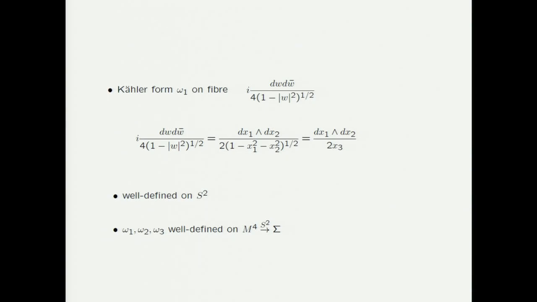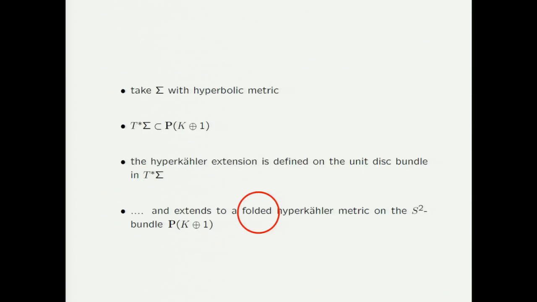And in fact, you find that all three symplectic forms, well, of course, omega-2 and omega-3 are the real and the imaginary parts of the canonical symplectic form, so they obviously extend on the cotangent bundle, but in fact they extend also on this two-sphere bundle. So the canonical model looks like this.